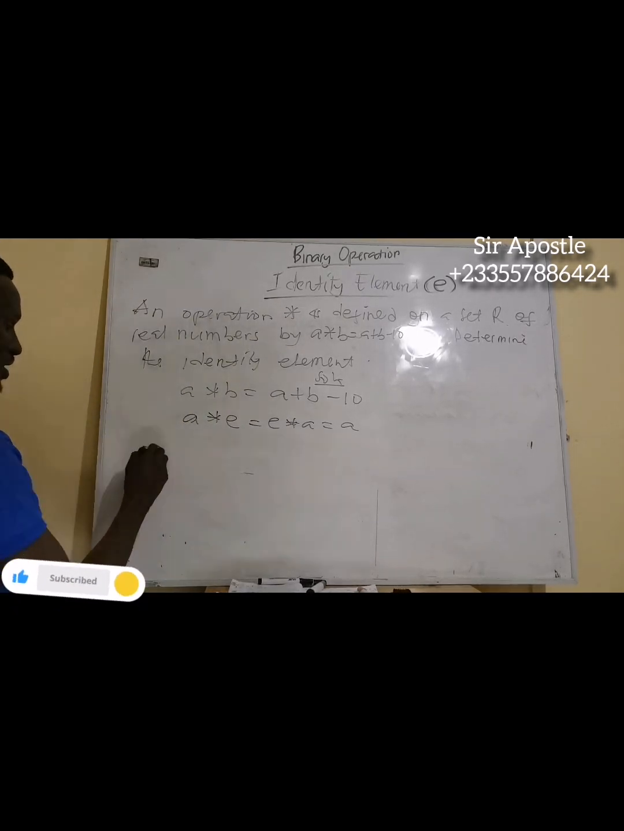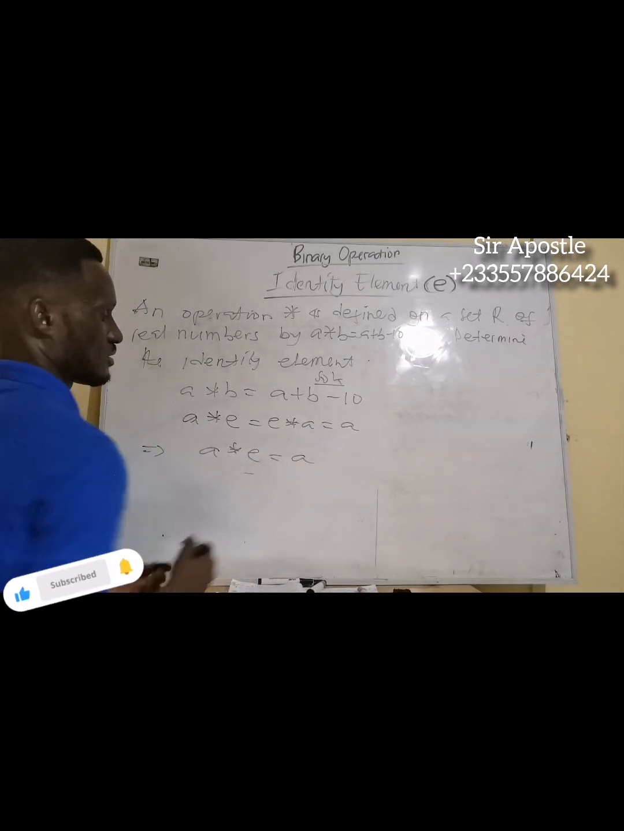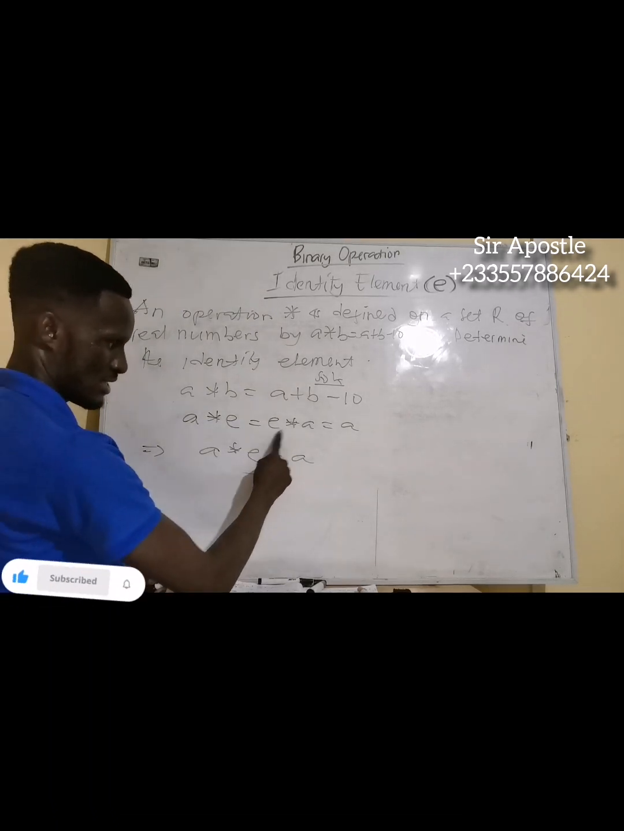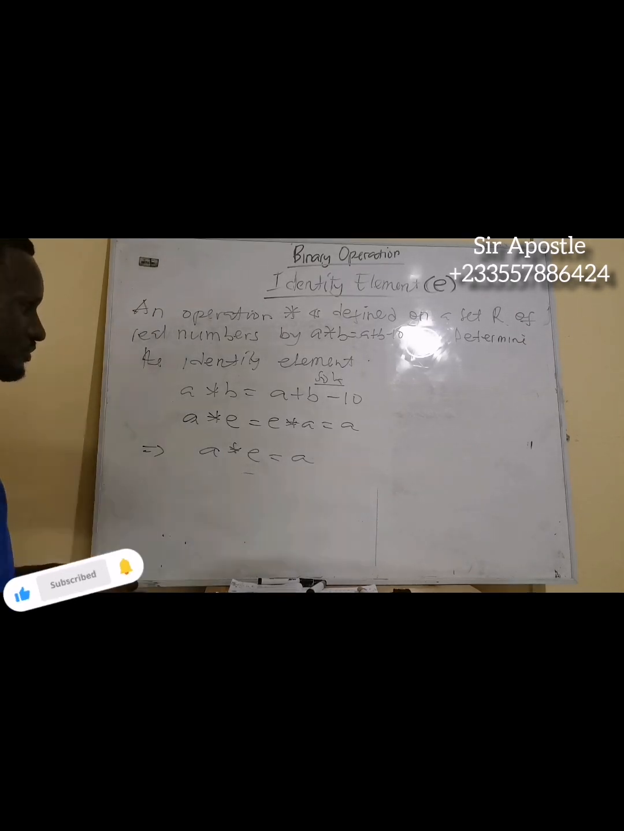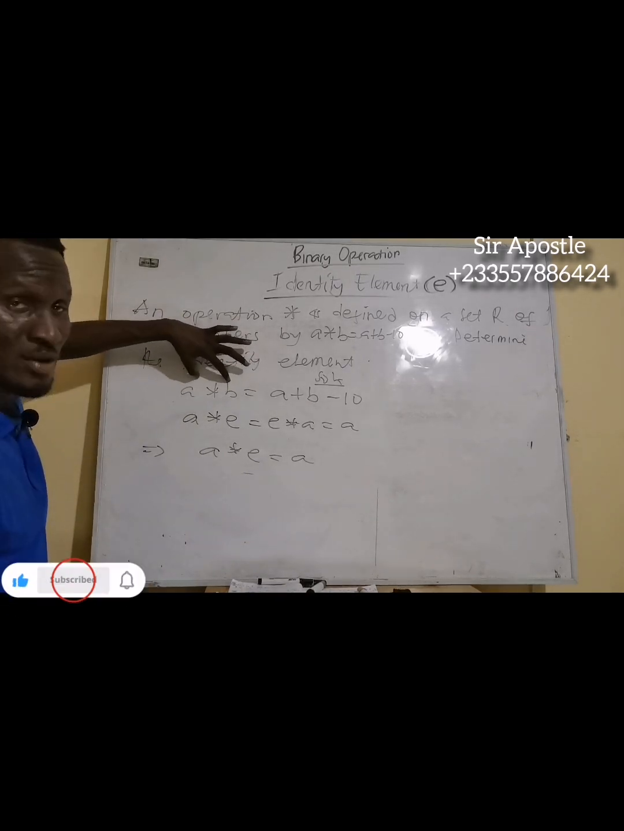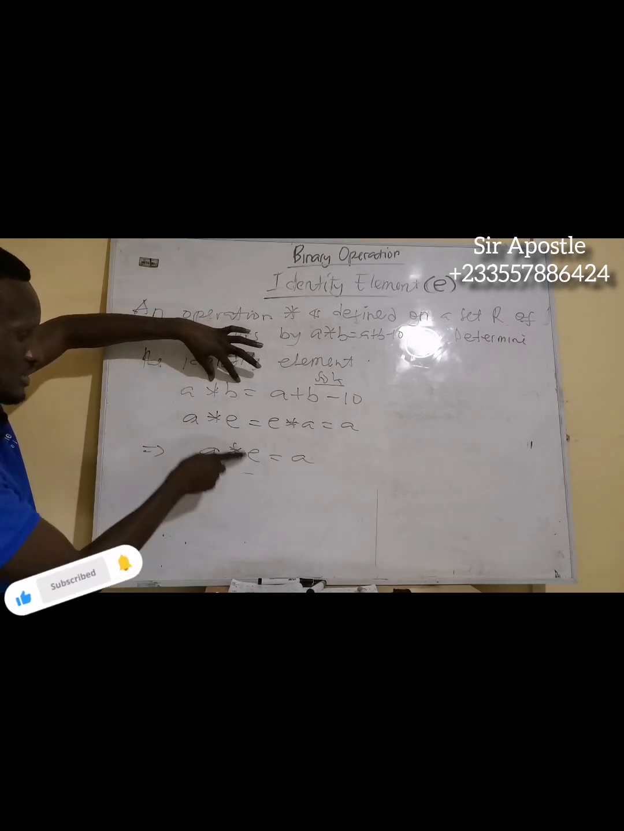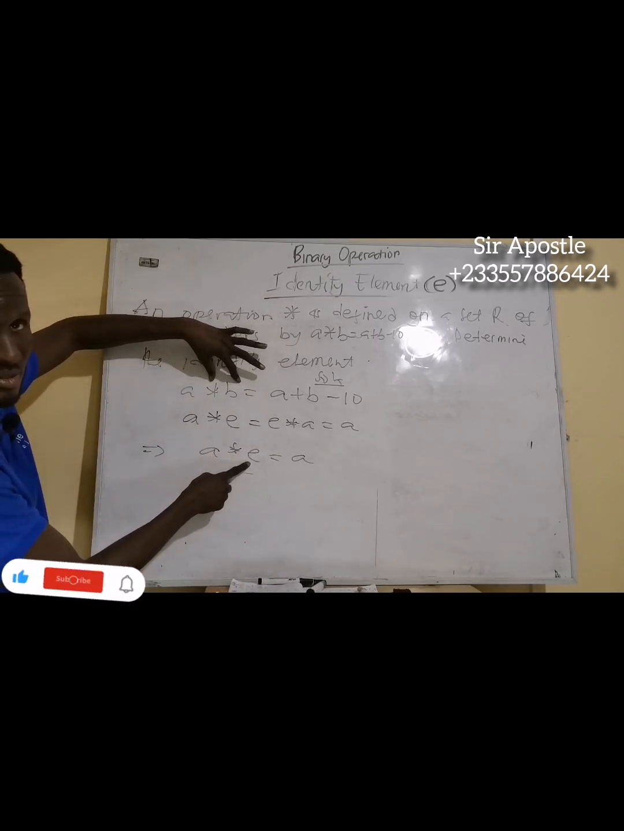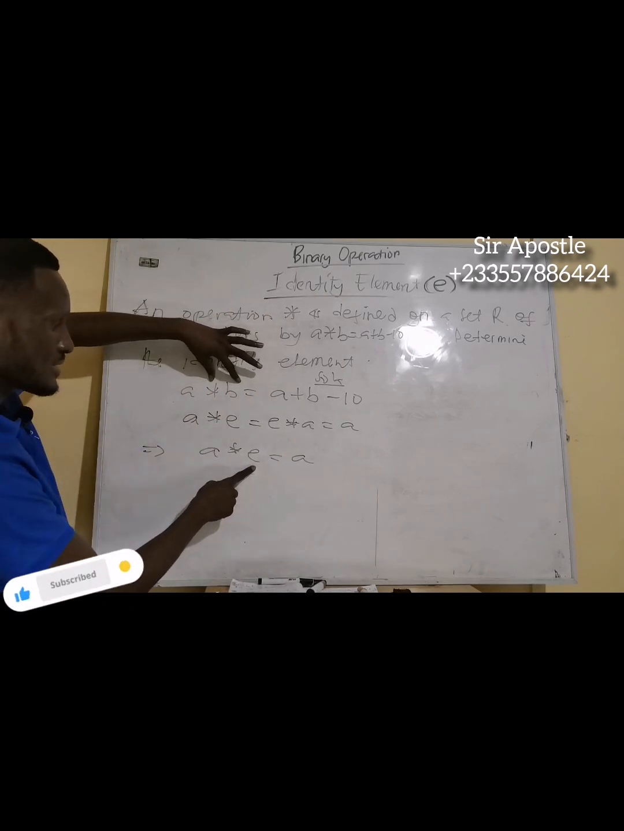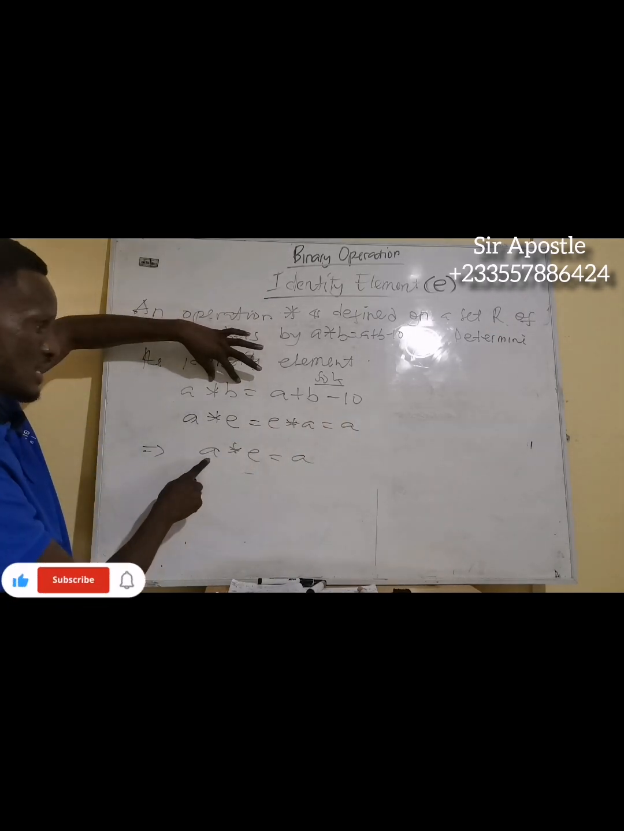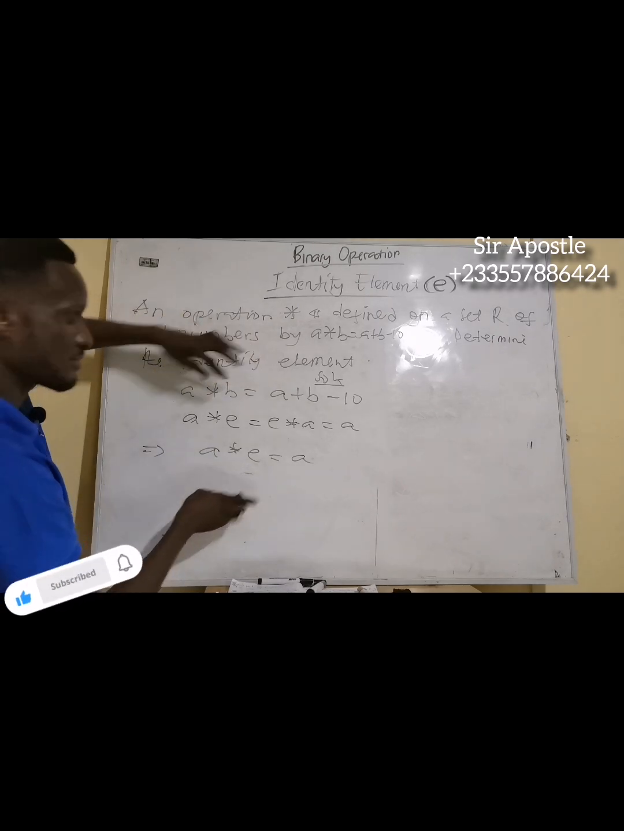So let me consider A operation E. I can also use a different letter. It's supposed to give me A. You can also choose to use E operation A. It's supposed to give you A. Now at this point we have to compare. When you compare this one to the binary operation here, it means A is the same as A, B is the same as E. So where I see A in this expression, I'm going to put A there. Where I see B in this expression, I'm going to put E there.